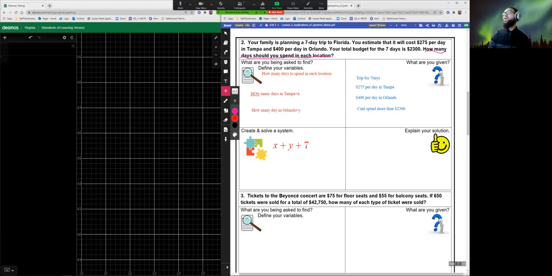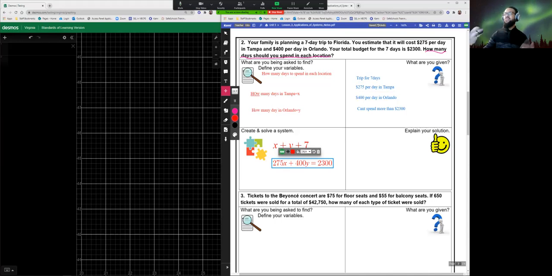And then we also want our total price to total up to $2,300. For Tampa, since we're doing X and that costs $275 a night, we're going to have 275X, plus that 400Y for number of days in Orlando, is equal to, all of that together has to be equal to 2,300, which is our maximum. We can't spend more than $2,300 and we can't spend more than 7 days.